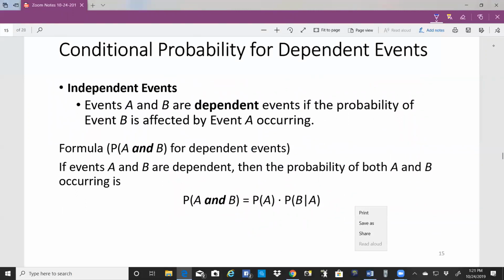Now, sometimes two events are not independent. And if you want to find that both A and B occur, you're going to have to multiply the probability that A occurs times the probability of B occurring given that A occurred.